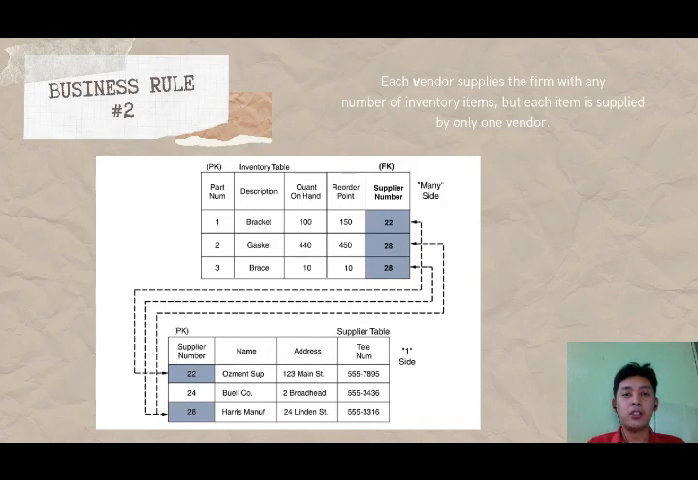The next scenario illustrates the business rule number two. Here, each vendor supplies the firm with any number of inventory items, but each item is supplied by only one vendor. This business rule is a true one and many association, and the only way is to embed the primary key of the one side, which is the supplier number, to the other table. It is also impossible to do a reverse embedment in this scenario because the vendor may supply any number of items, and it will only result in update anomalies or data redundancy.